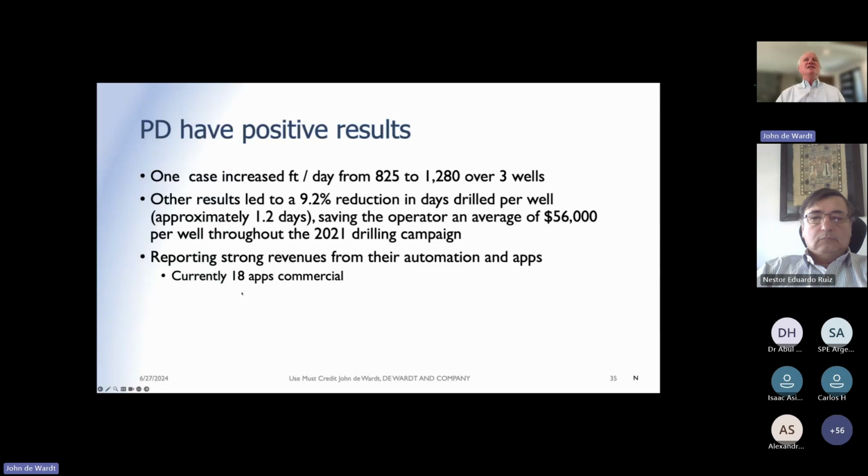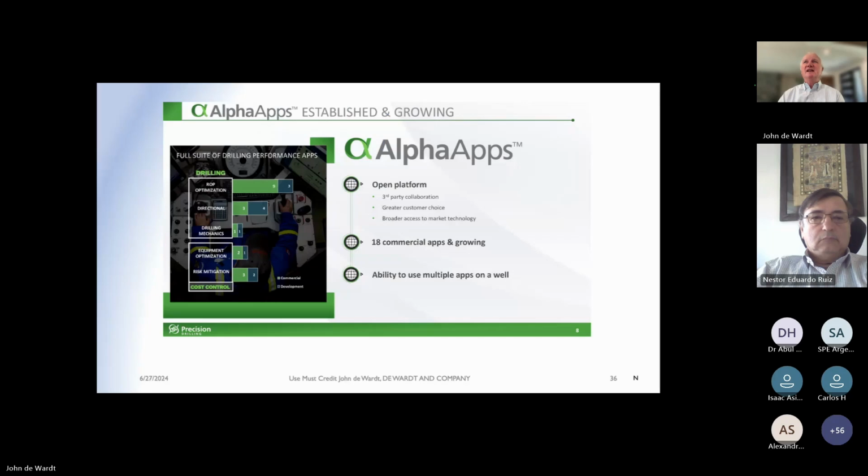The other thing I find most interesting is they're actually reporting strong revenues from their automation and apps. So currently, at the time, they had 18 apps commercial, and are reporting getting revenues by adding to their day rate for supplying those apps, which now shows that they've entered into the market with them. And this is their diagram showing the apps.